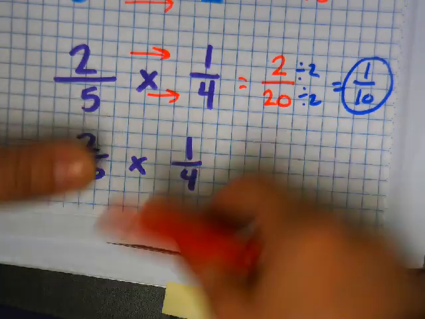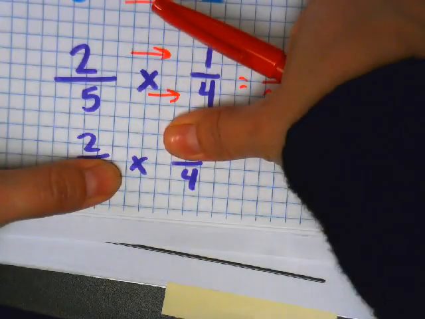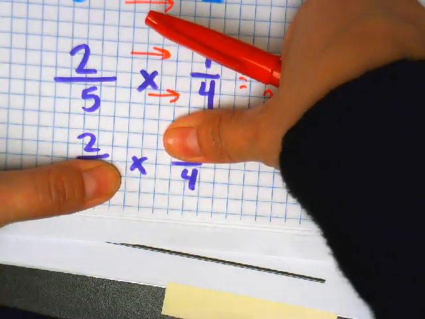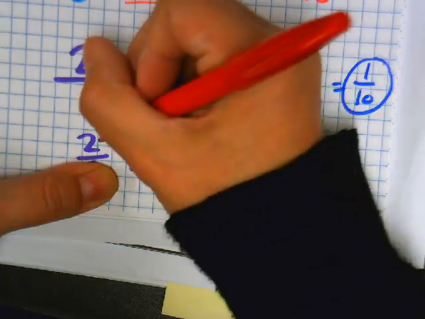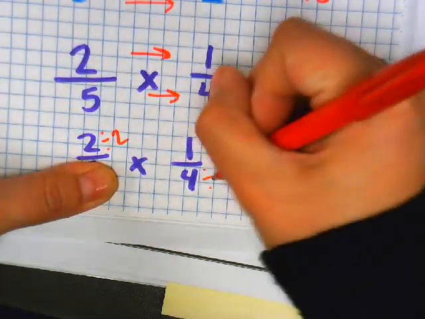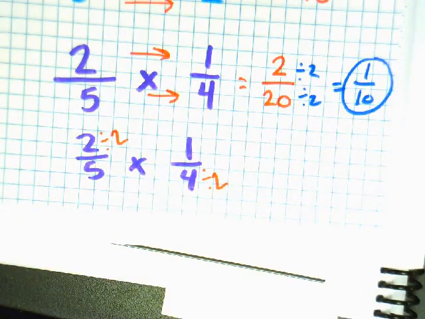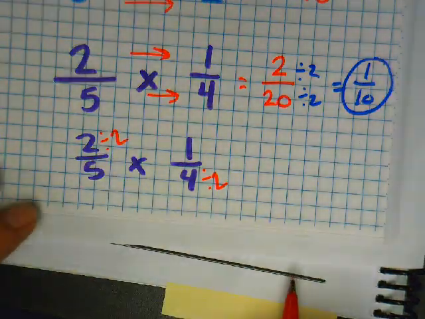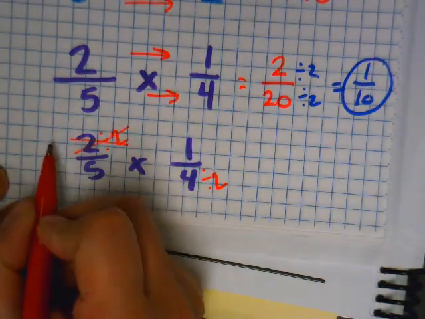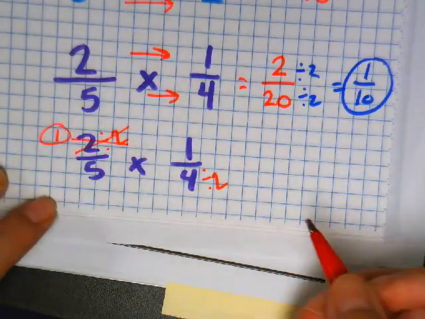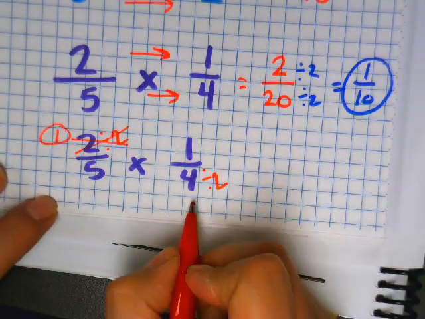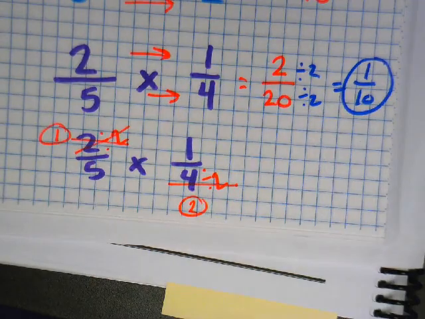So is there anything I can divide 5 and 1 by? Nope. Is there something I can divide 2 and 4 by? Yes. What can I divide 2 and 4 by? 2. So what I do is I simplify the corners before multiplying. So 2 divided by 2? 1. So I no longer have a 2, I have a 1, and I'm going to circle it. What's 4 divided by 2? 2. No longer have that, now I have a 2.